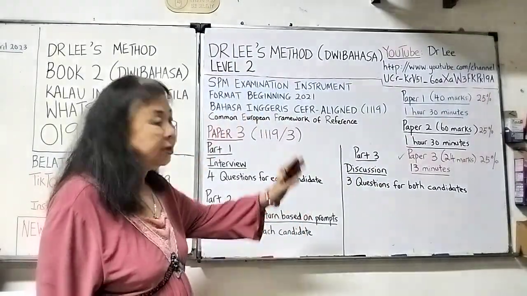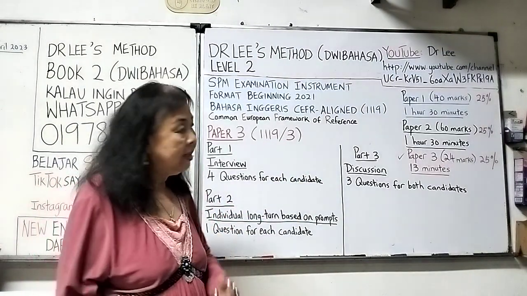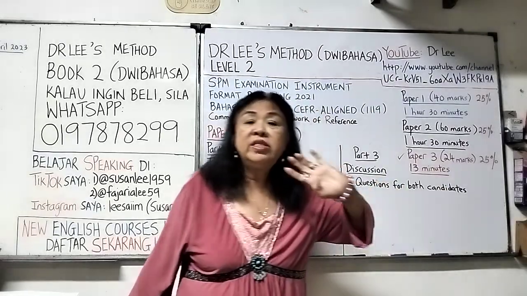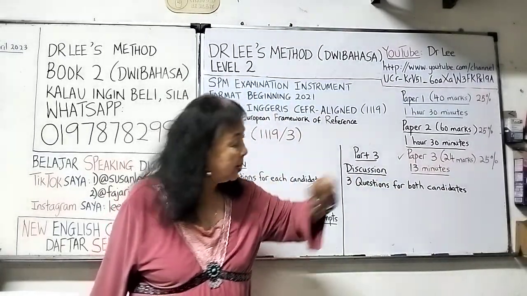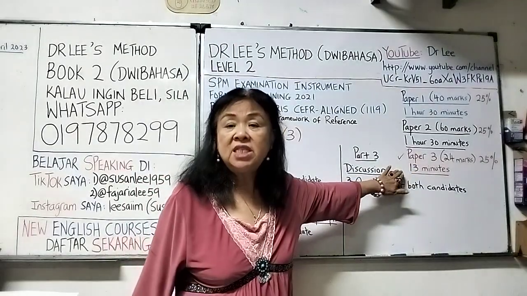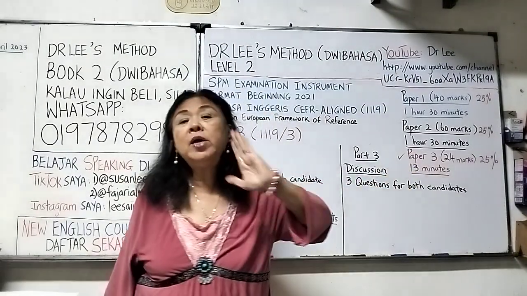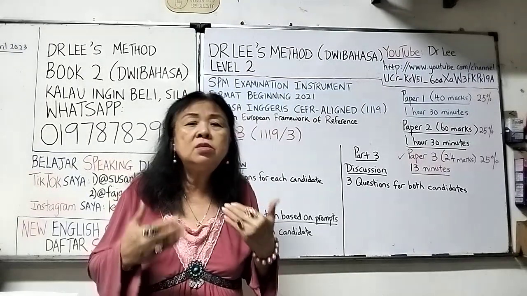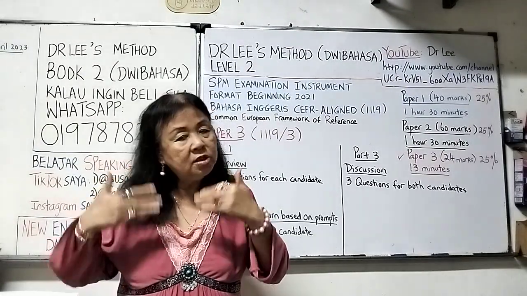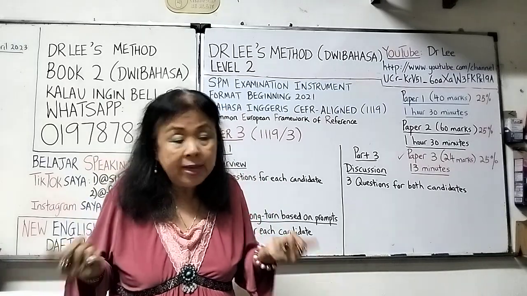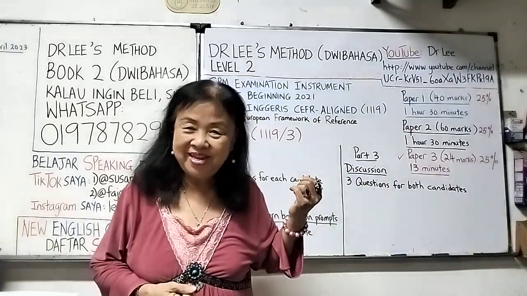Now look at paper 3, which we are now at. So paper 3, there is a total of 24 marks allocated, but the weightage is 25%. You are given 13 minutes. If I were you, I'll use up all the 13 minutes. Okay, so do not stop speaking, just talk. Okay, your job is to talk, therefore you talk. Okay, use up the 13 minutes.